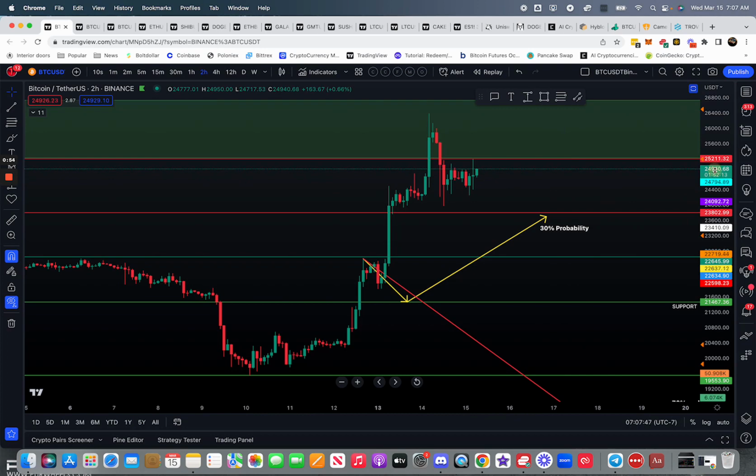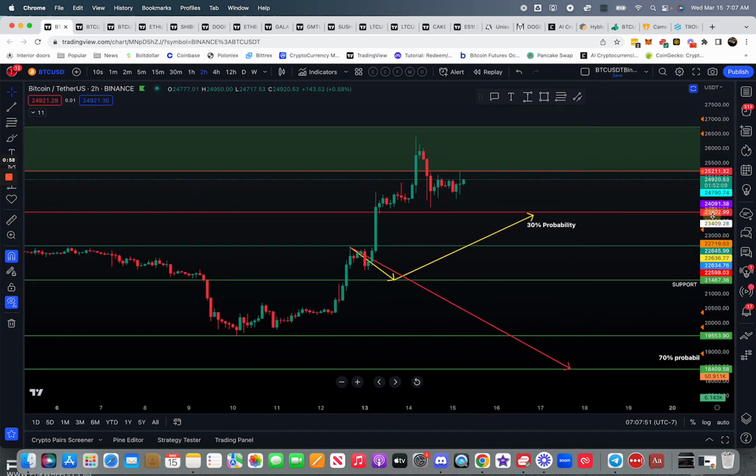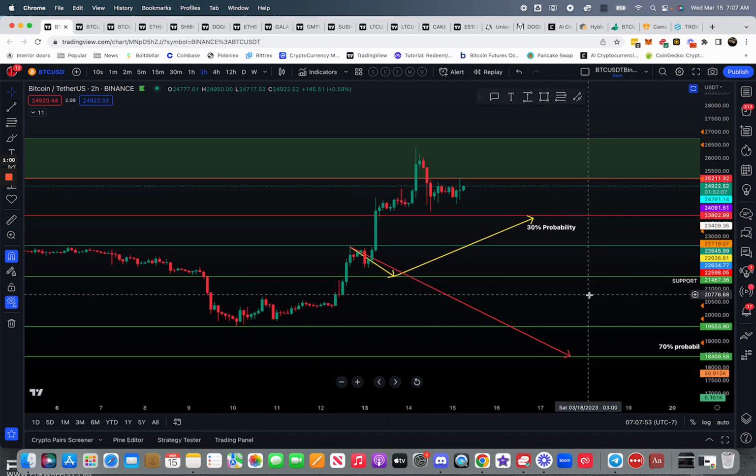So that being said, let's go ahead and just zoom in a little bit here. We'll get a little bit more real estate on the screen.